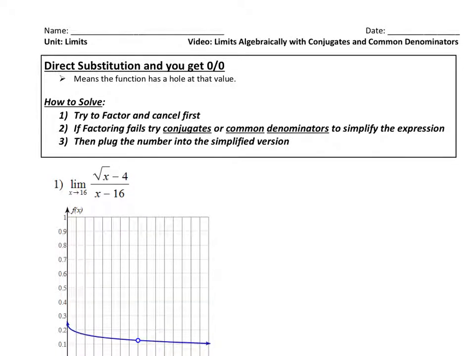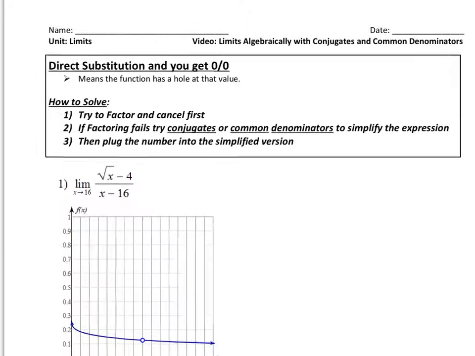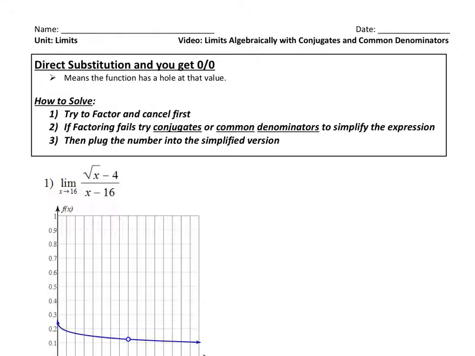Hi everyone, in today's lesson we're going to talk about how to find limits algebraically that require the use of conjugates and common denominators. So we're going to solve the limit as x approaches 16 of this expression the same way that we normally would. We're going to try direct substitution and we're going to see what happens.